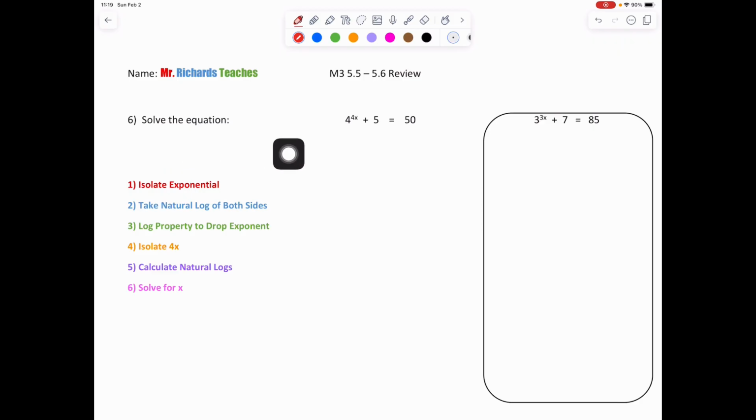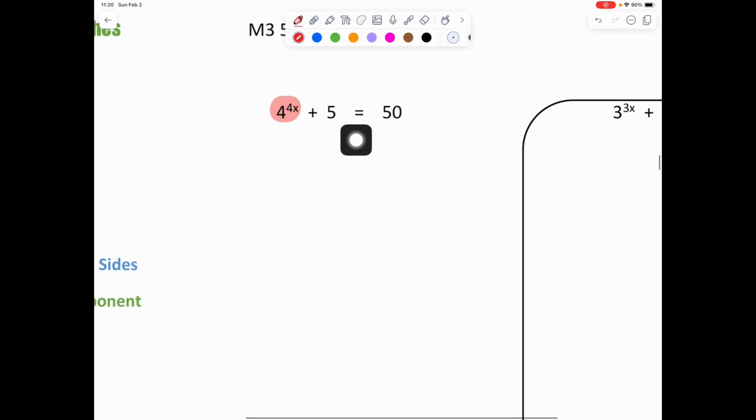We will be solving the equation 4 to the power of 4x plus 5 equals 50. Step 1 is to isolate that exponential term. We will go ahead and highlight that. We want to get it by itself. And what's hanging out on the same side as the equal sign is the plus 5. We will simply subtract 5 from each side. Let's go ahead and rock that out.